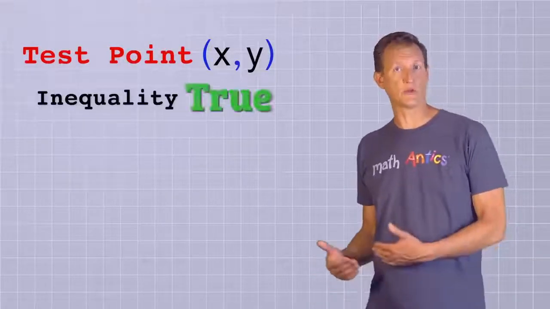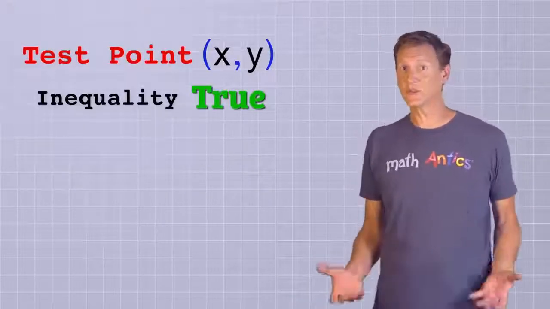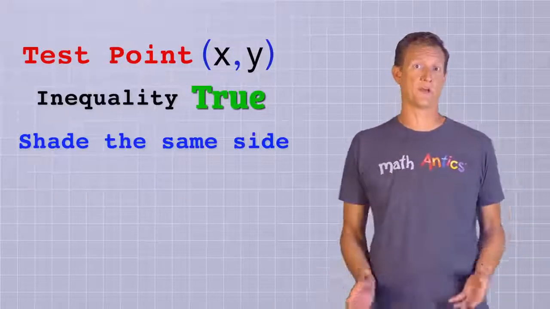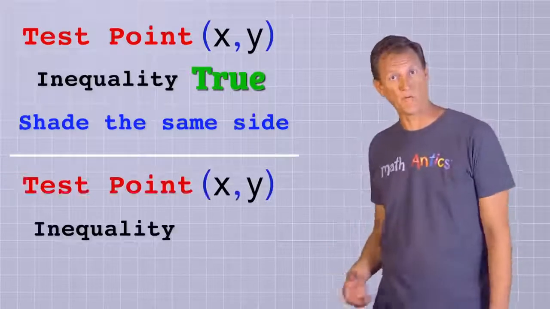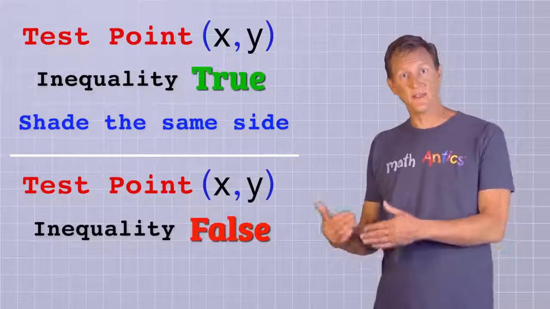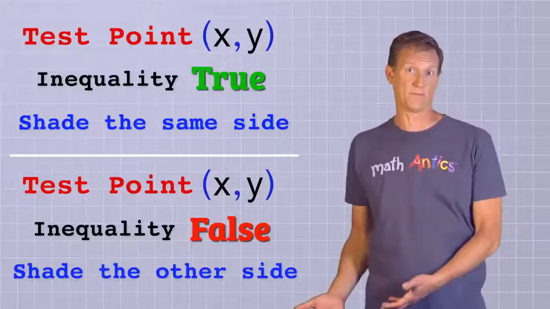To summarize, if the test point you pick makes the inequality true, then you've picked a point that's in the answer set, which means that you'll shade the same side of the graph that that test point is on. But if the test point gives you a false statement, then you know that it's not in the answer set, which means that you'll leave that side blank and shade the other side.